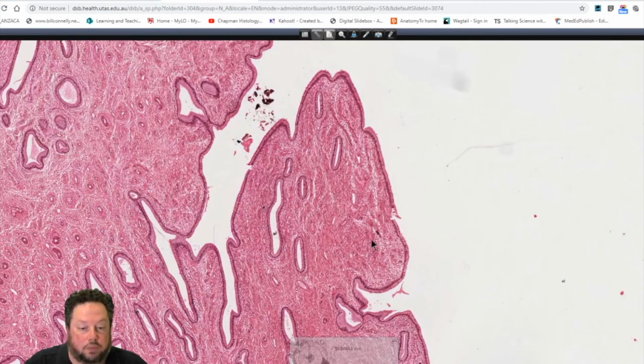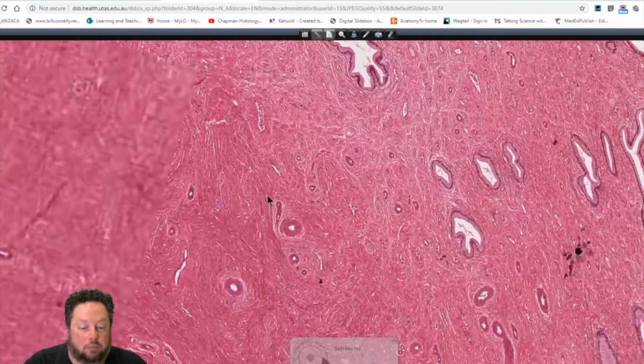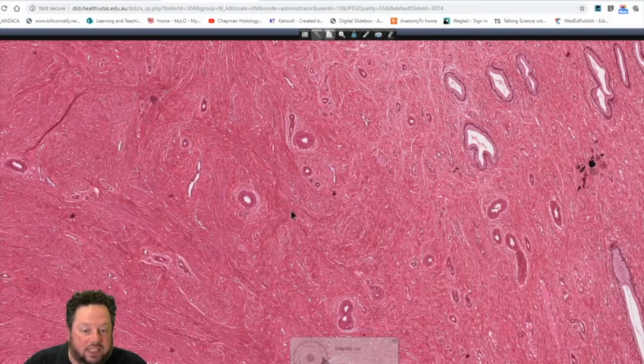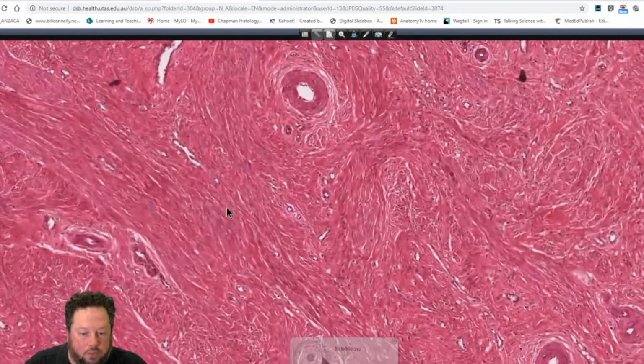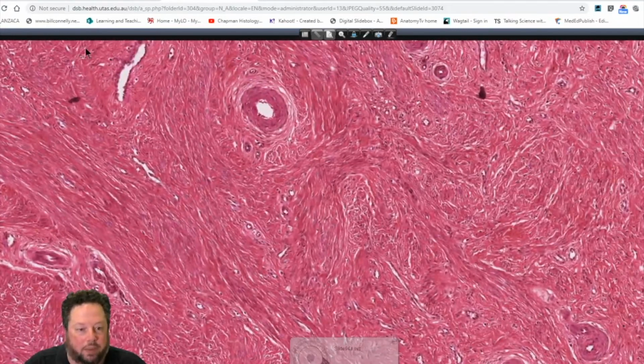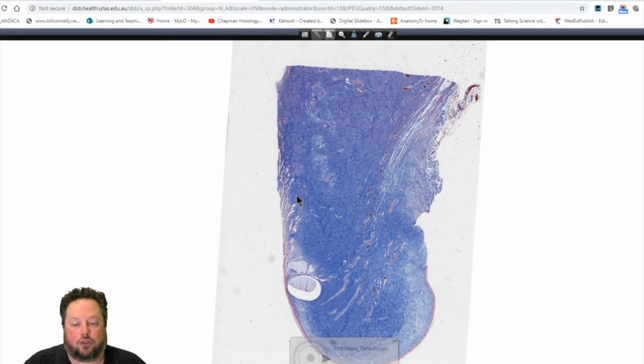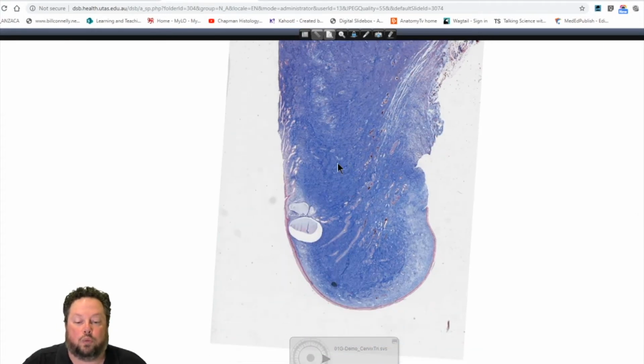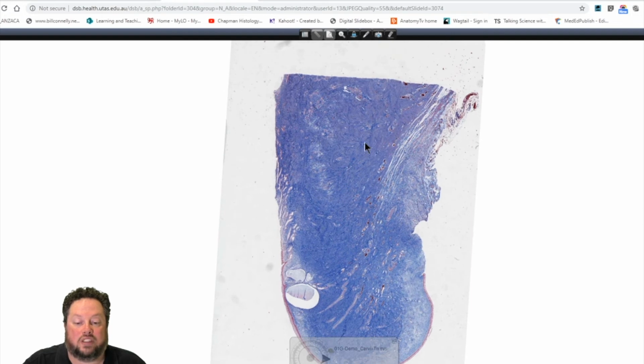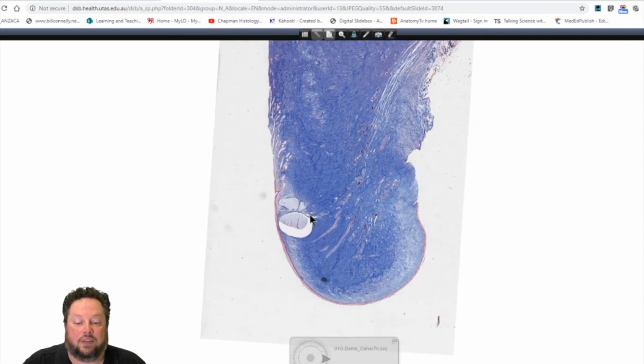So again, we've got some more of these glands up here, but again, this is very dense connective tissue. It almost looks like smooth muscle here, but if we go to a trichrome stain section, where collagen is blue, we can actually see that it's all just dense connective tissue. So again, this is the same sort of section. We've just stained with toluidine blue instead of H&E.